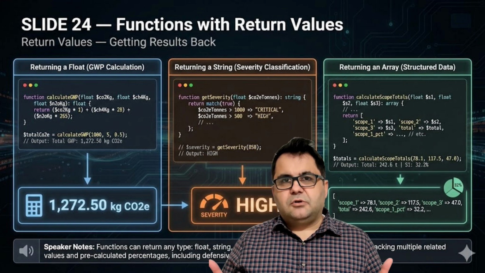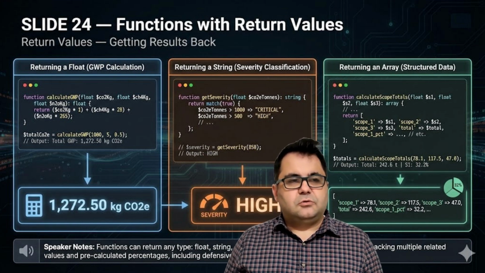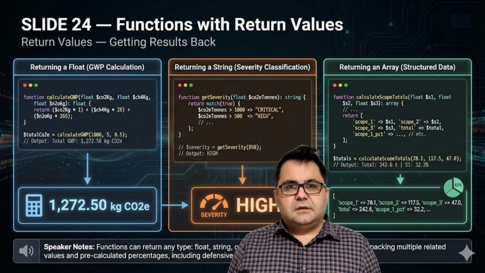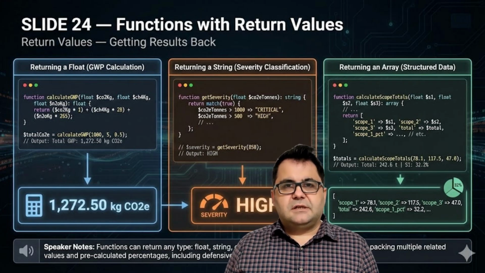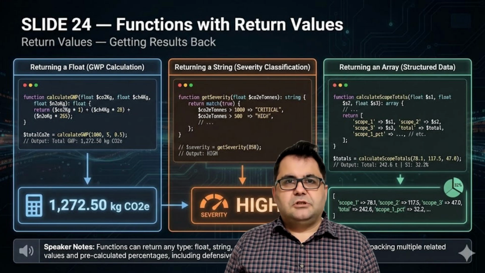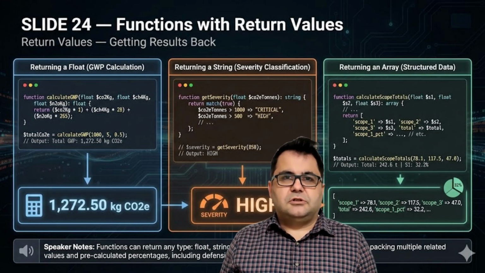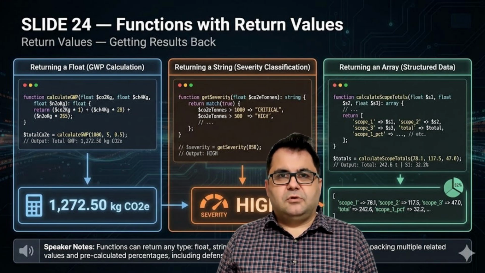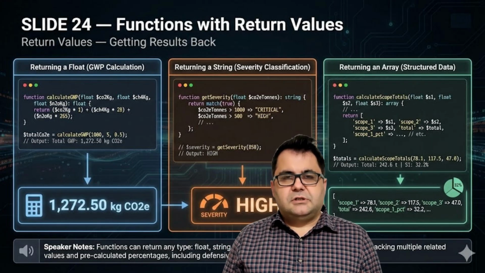Our calculateScopeTotals function returns not just the totals, but also the percentages, saving the caller from doing that math separately. Notice the division by zero check. If total is 0, percentages default to 0. This defensive programming prevents crashes when there's no emission data.